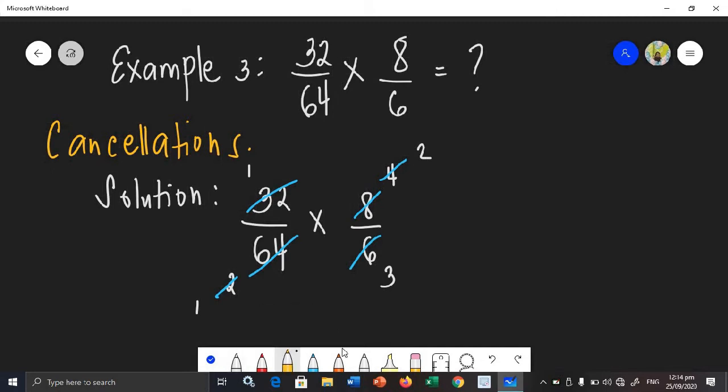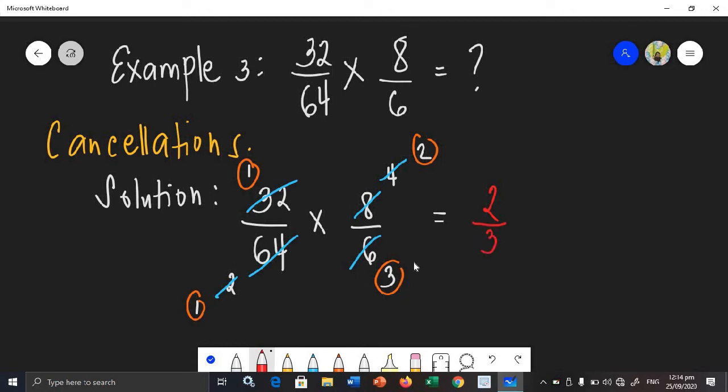Now, here, take a look at the remaining numbers. So, 1, 2, 3, and then 1. Pwede pa ba natin silang i-cancel? So, hindi na. Wala nang may common factor sa kanila. Now, therefore, we need to multiply. So, 1 times 2, that is 2. And then 1 times 3, that is 3.